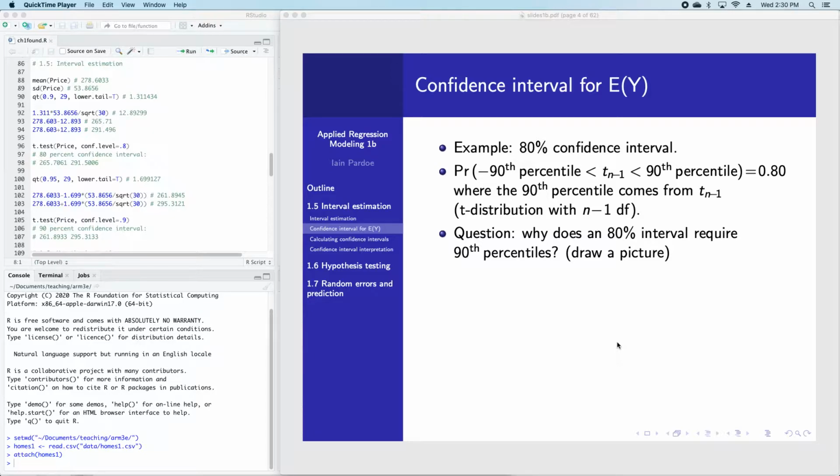So let's work through how to calculate a confidence interval, and we'll work with an 80% confidence interval. We can make a probability statement that says the probability that a t-distribution with n-1 degrees of freedom is in between minus the 90th percentile up to plus the 90th percentile is equal to 0.8. And that 90th percentile is coming from a t-distribution with n-1 degrees of freedom. That might look a little bit odd at first sight because we're doing an 80% confidence interval, but we're using 90th percentiles. So why is that? I'm suggesting we draw a picture and we'll discover why.